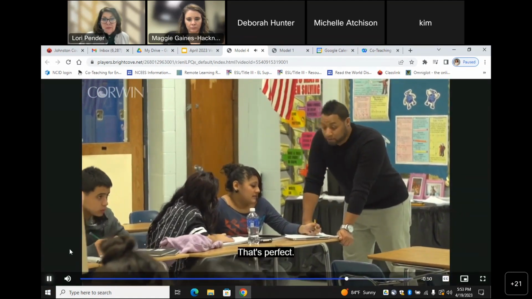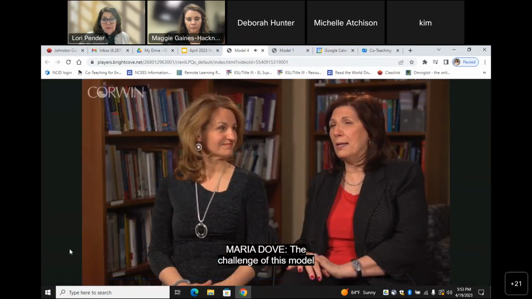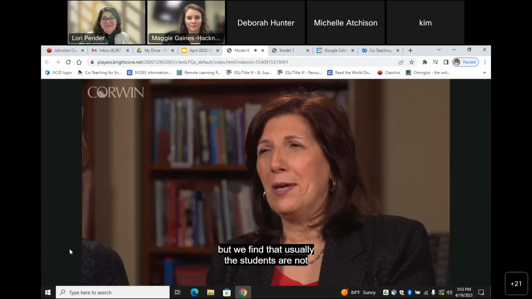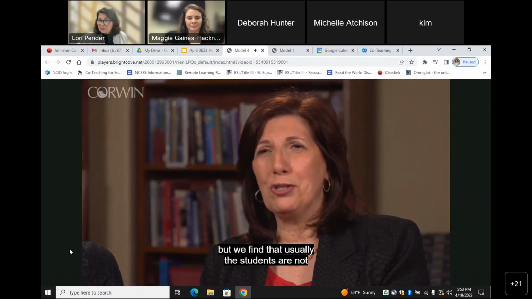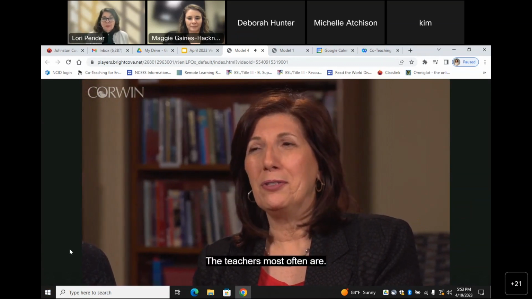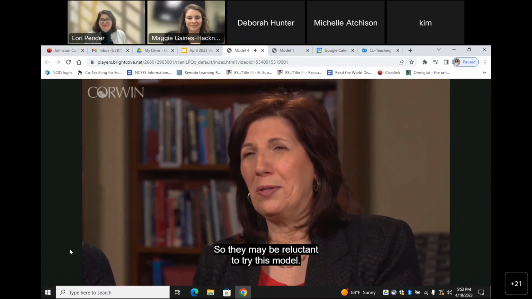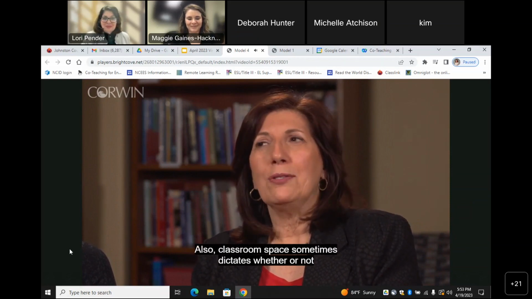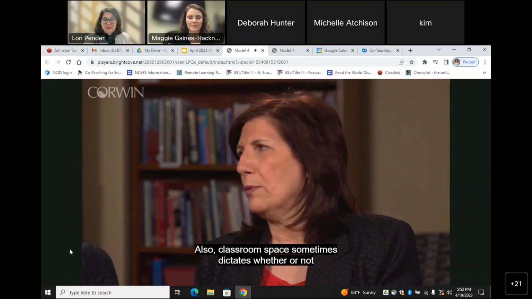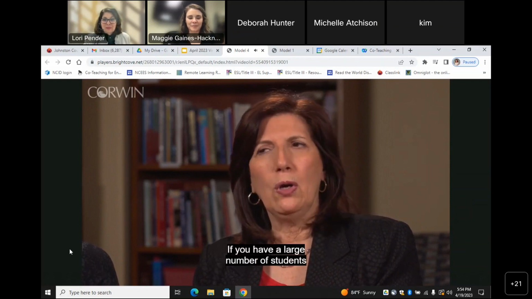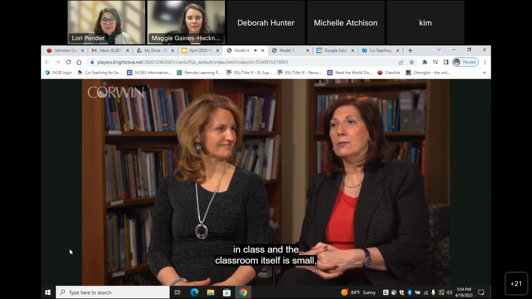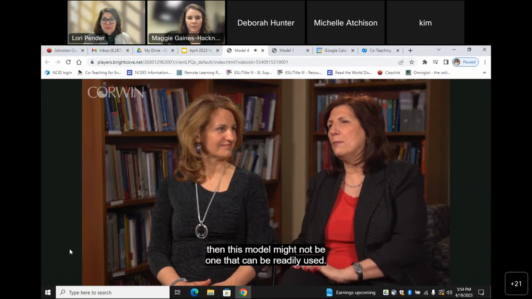That's good. That's perfect. The challenge of this model is often the level of sound in the classroom. But we find that usually the students are not distracted by that. The teachers most often are. So they may be reluctant to try this model. Also, classroom space sometimes dictates whether or not this model can be used. If you have a large number of students in class and the classroom itself is small, then this model might not be one that can be readily used.